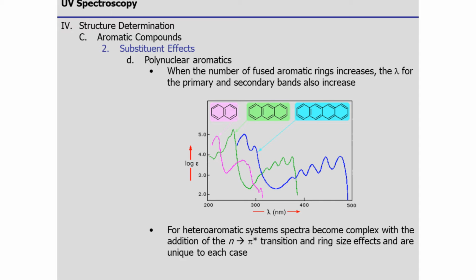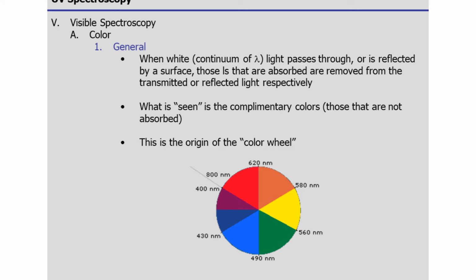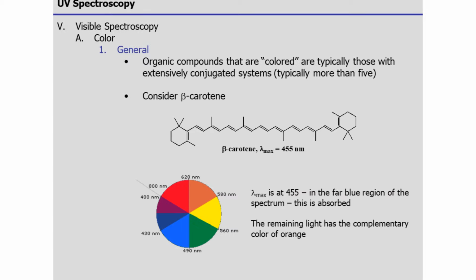Heteroaromatic systems have unique spectra due to n to pi transitions. The visible spectrum from 400 to 800 nanometers is observable to humans, with adaptations for seeing color at the expense of detail. White light passing through or reflected by a surface shows complementary colors, leading to the concept of the color wheel. Colored organic compounds have extensively conjugated systems.